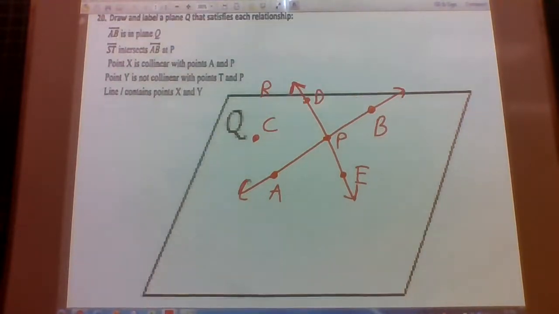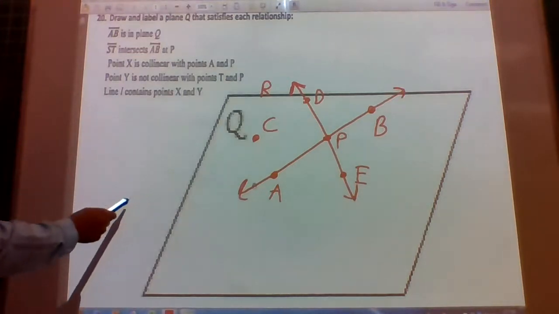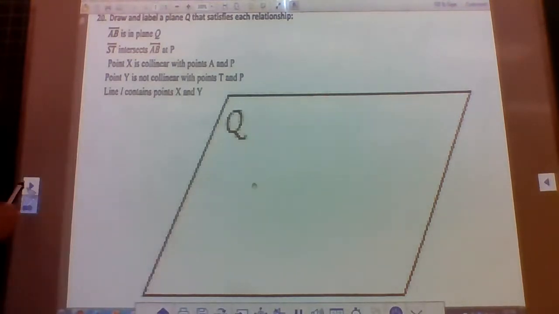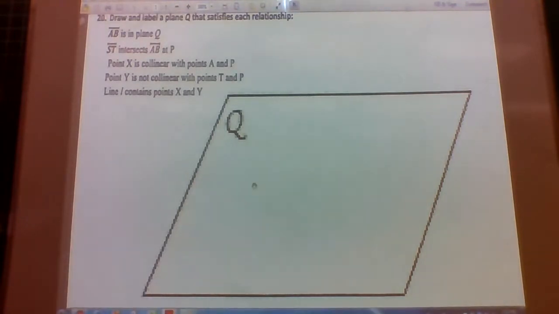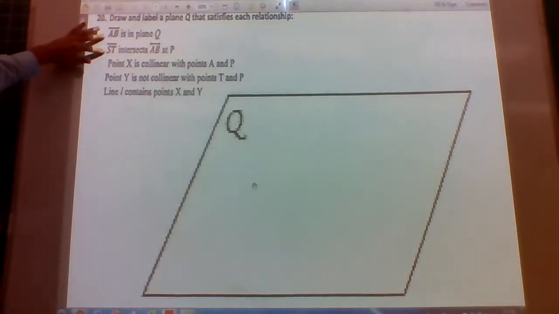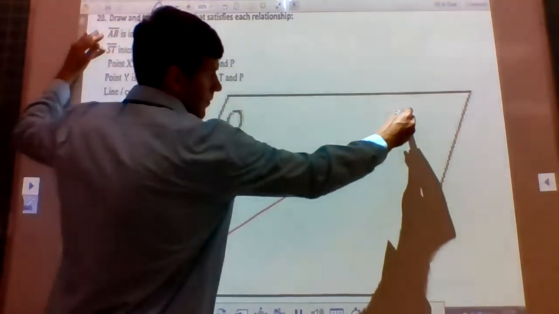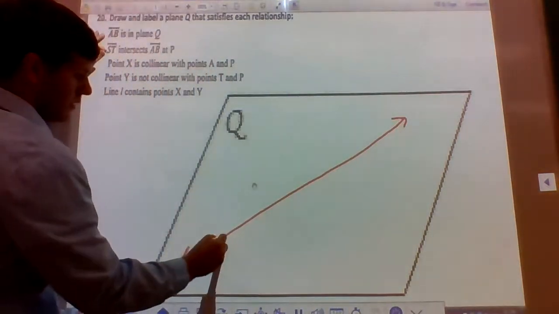Okay. Draw and label a plane Q that satisfies the relationship. So we have plane Q. We have line AB in the plane. We have line ST intersecting AB at P. We have a point X that is collinear with points A and P, a point Y that is not collinear with points T and P, and line L contains points X and Y. So let's start here. We have a line AB. So let's put in our line AB.